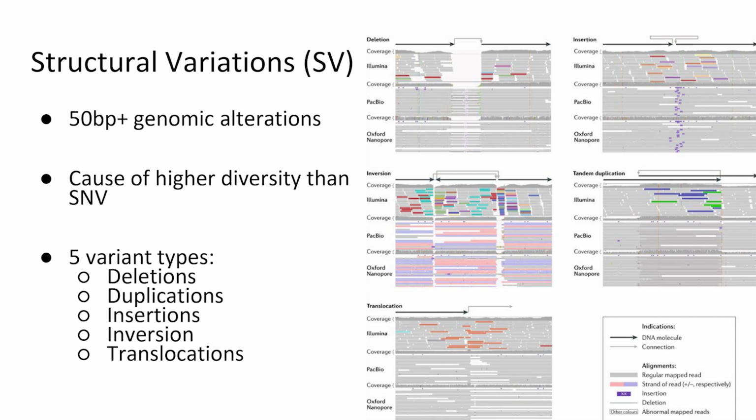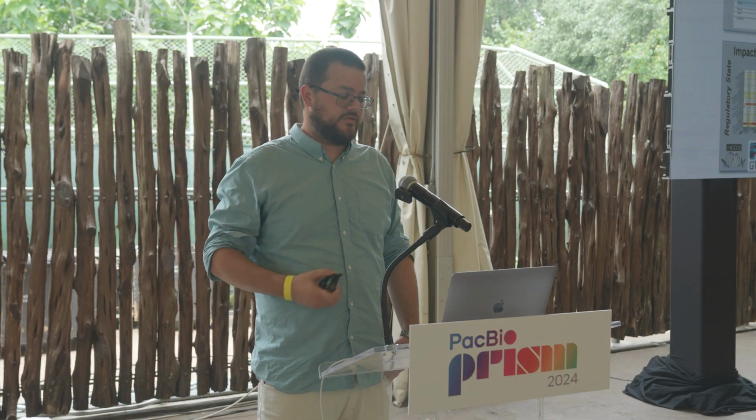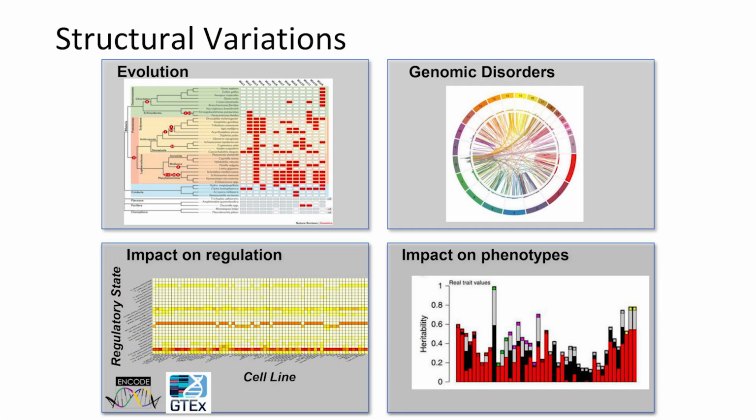So structural variants are loosely defined as 50 base pairs or larger alterations, and we can divide them into deletions, duplications, insertions, inversions, and translocations, and basically we identify them by looking at abnormal mappings of the reads to the reference genome. They play a key role in different aspects of medicine and evolution, such as gene duplications or gene deletions along the tree of life, genomic disorders. Here I'm showing a breast cancer cell line picture of all these different molecules that are forming, impact on regulation, and then impact on phenotypes, where you see mapped out heritability contributions of structural variants in red. Red are copy numbers, black are rearrangements, and in gray you have SNPs.